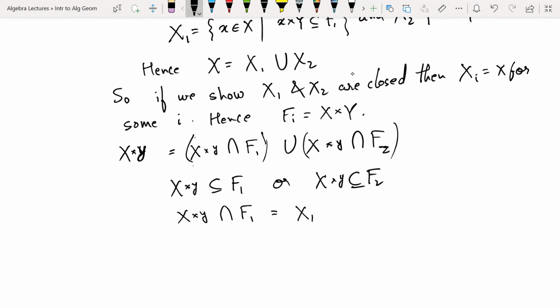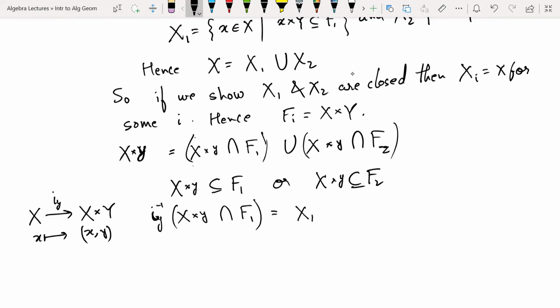Consider this map X to X cross y, which sends x to (x, y). Maybe call this map Iy. One has to show this is continuous in the Zariski topology. There is something missing, but this is okay. This is more believable, and it is not difficult to show that this is continuous.